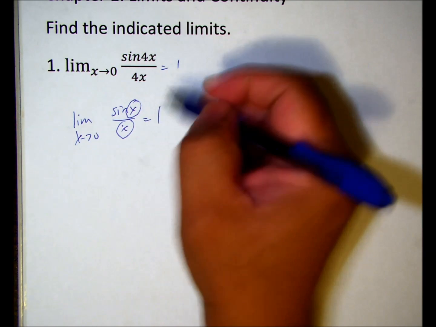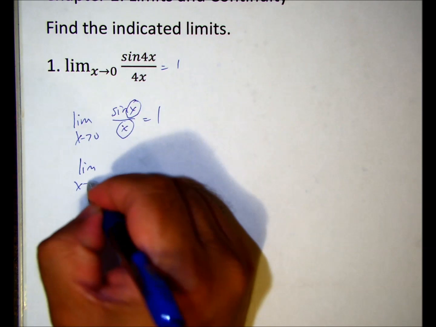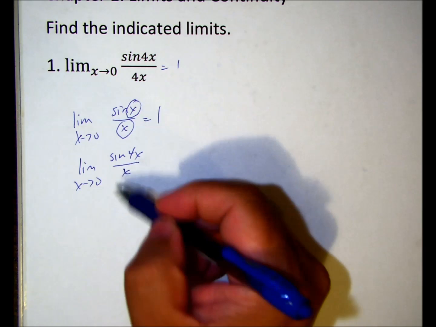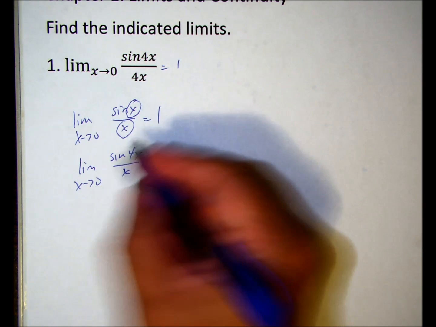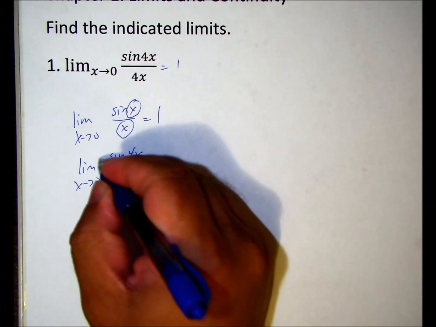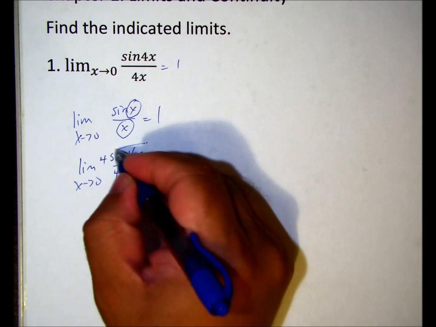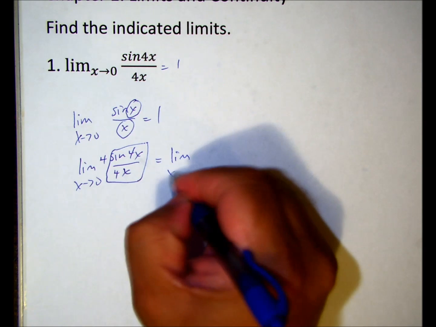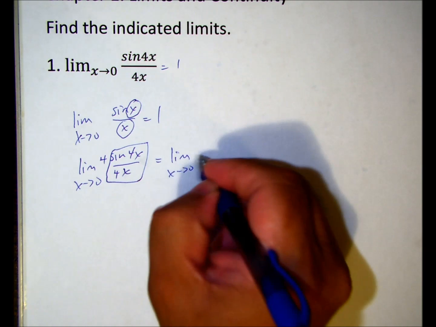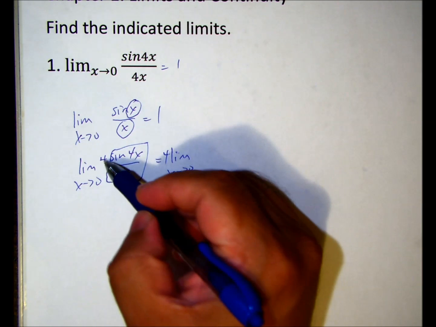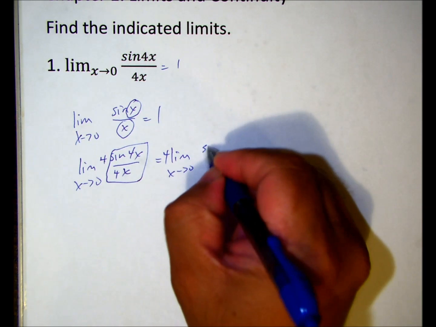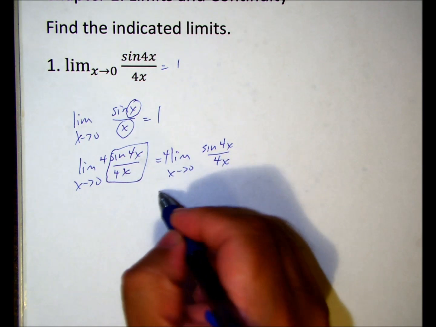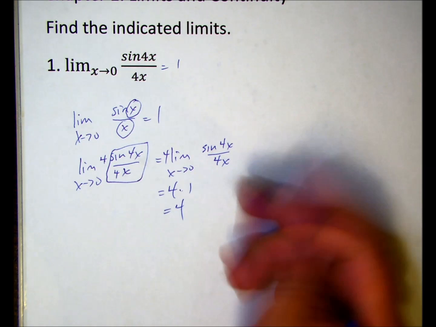So what do you do if they're not identical? If I have something like this, and there is no 4, you can put a 4 down there. And then you compensate for that 4 by putting a 4 up there. But it's this part that goes to 1. So this then will be the same as the limit as x goes to 0. Oops. Put this 4 up front, because that's not a variable. And you can take this limit. So now it becomes 4 times 1, or 4.